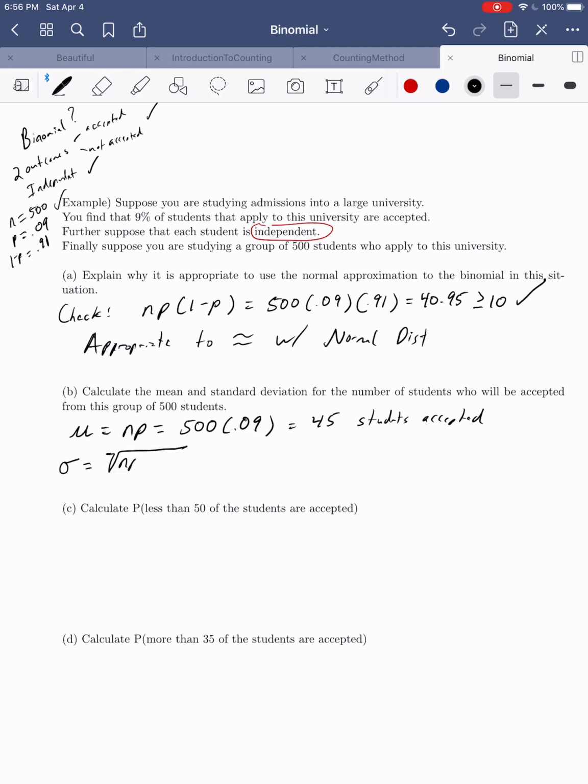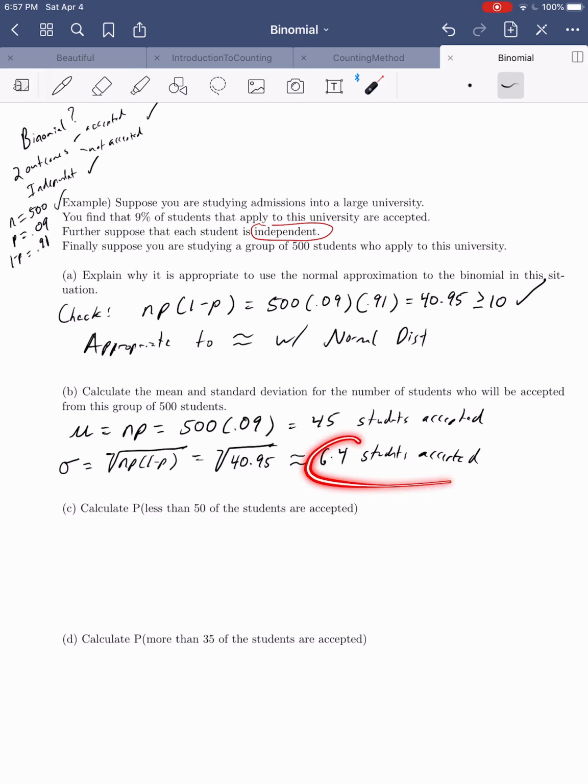It'll be the square root of np(1 minus p). Keep in mind, you've already calculated np(1 minus p). It's right here. So you can just do this as the square root of 40.95, which is a little bit messy, but we just use our calculator, square root 40.95. Looks like that should come out as about 6.4 students accepted. So on average, 45 students out of 500 should be accepted with a standard deviation of 6.4 students.